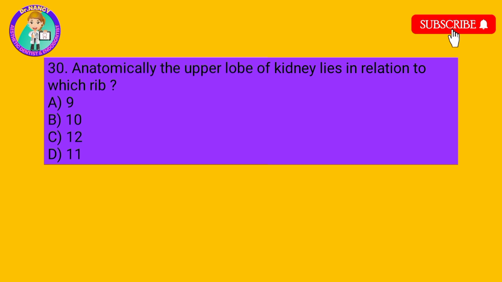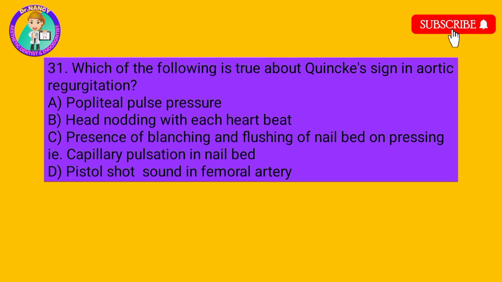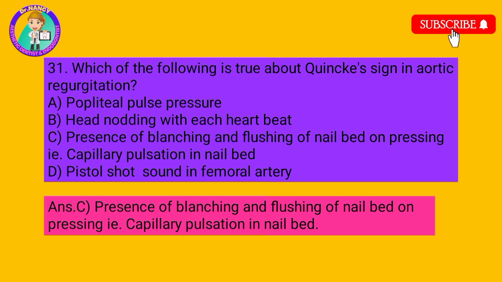Anatomically, the upper lobe of kidney lies in relation to which rib? 9, 10, 12, 11. Answer, 12. Which of the following is true about Quincke's sign in aortic regurgitation? Popliteal pulse pressure, head nodding with each heartbeat, presence of blanching and flushing of nail bed on pressing, that is capillary pulsation in the nail bed, pistol shot sound in femoral artery. Answer, presence of blanching and flushing of nail bed on pressing, that is capillary pulsation in the nail bed.